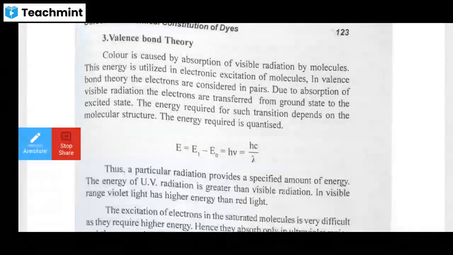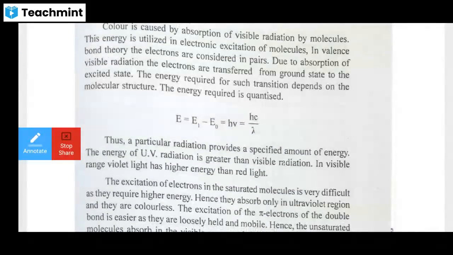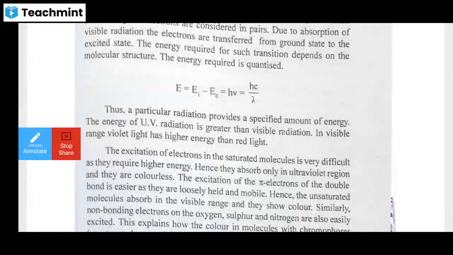In the valence bond theory, the electrons are considered in the pair, and due to the absorption of the visible radiations, the electrons are transferred from ground state to the excited state, and the energy required for such a transition depends on the molecular structure. The energy required is quantized. Energy is equal to energy of the excited state minus energy of the ground state, means energy is equal to difference between the excited state and the ground state, that is h nu, and h nu is equal to, we know that, hc divided by lambda.